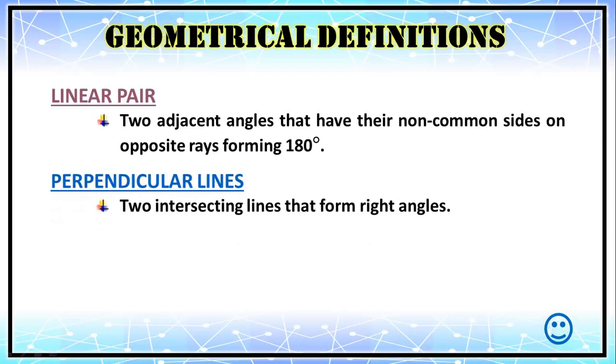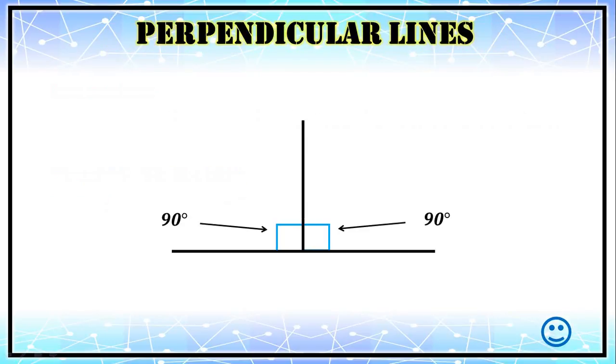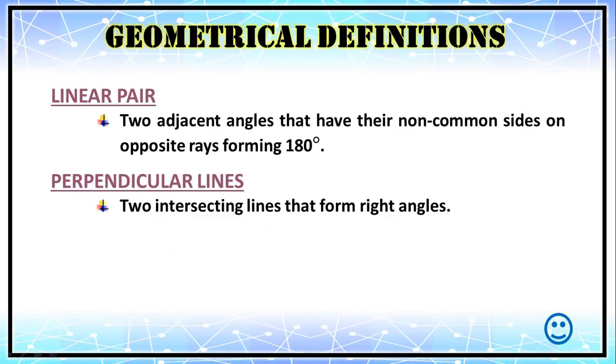Next is perpendicular lines. Perpendicular lines are two intersecting lines that form right angles. Here is an illustration. We have the vertical line and the horizontal line, and they have an intersection and form an angle that has a measure of 90 degrees. So that is perpendicular lines.